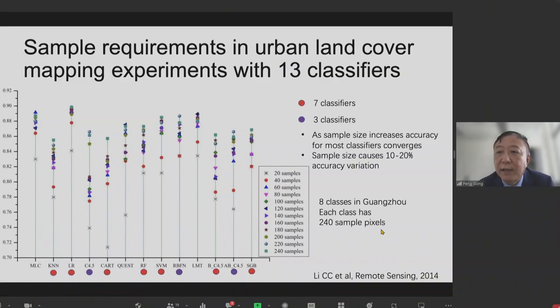Yes. For this particular experiment, it's only in one city. It's not a very large area, and we did this as our initial exercise. I would have to say classifiers play a role. We did actually a survey of more than 6,000 papers. We published a meta-analysis of global land cover.